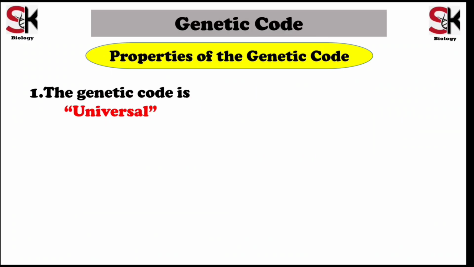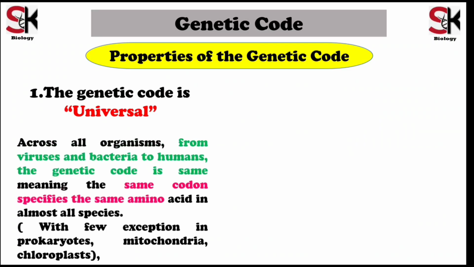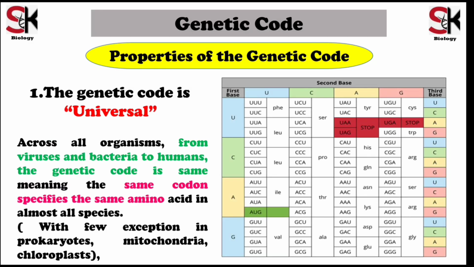The first property of the genetic code is universal. This property states that across all organisms, from virus and bacteria to humans, the genetic code is the same. The same codon specifies the same amino acid in all species. There are a few exceptions, like mitochondria, chloroplast, etc. This table shows all codons and respective amino acids for all organisms, which shows that the genetic code is universal.